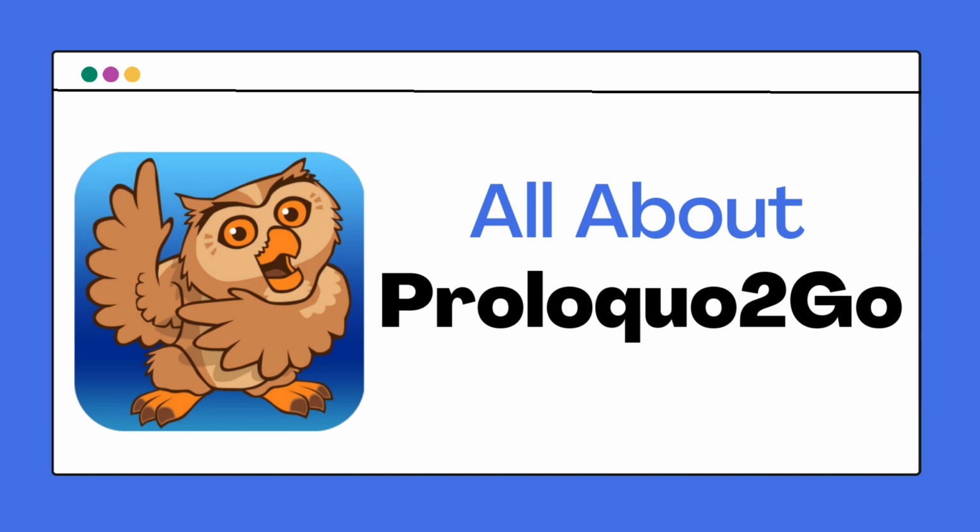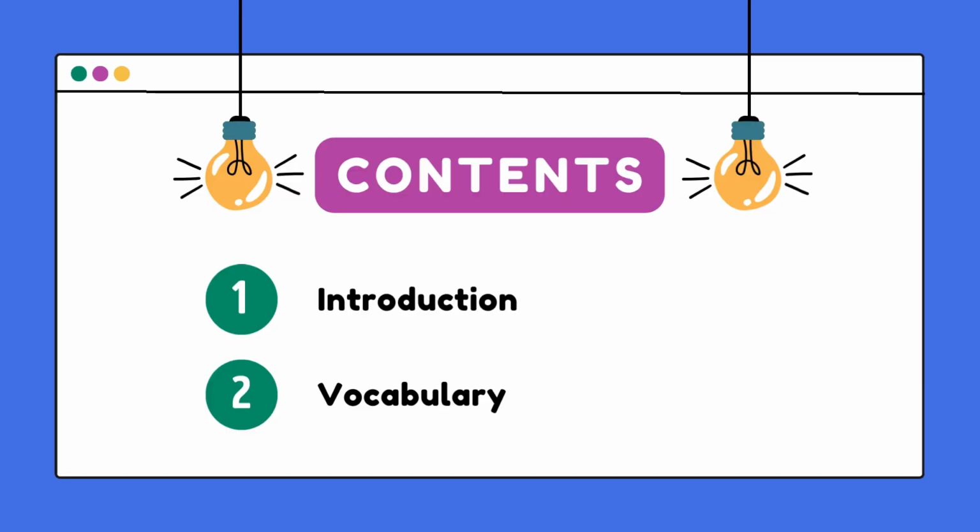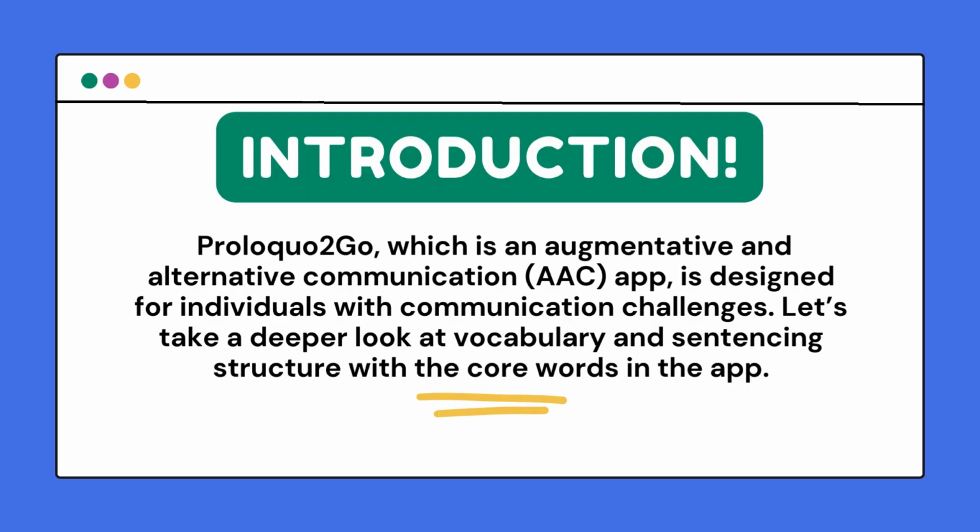Now that we have looked at adding a user and setting up folders, let's take a look at vocabulary. First, we'll start off with an introduction and then dive into vocabulary and sentence structure. So Proloquo2Go, which is an augmentative and alternative communication app, also known as AAC, is designed for individuals with communication challenges. Let's take a deeper look at vocabulary and sentence structure with core words in the app, as it helps to aid motor planning.